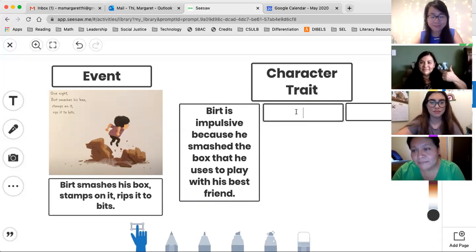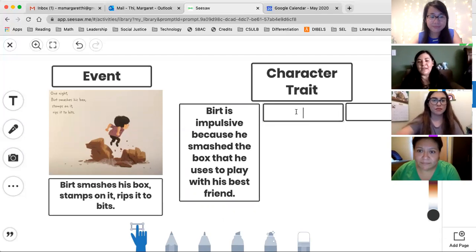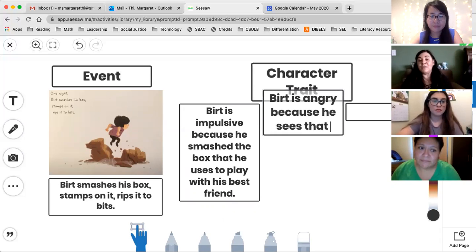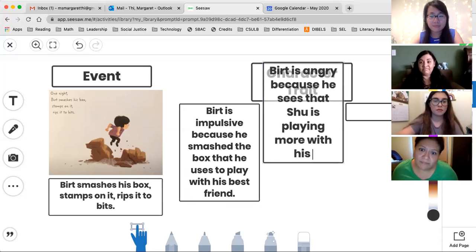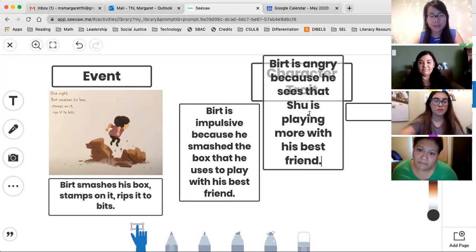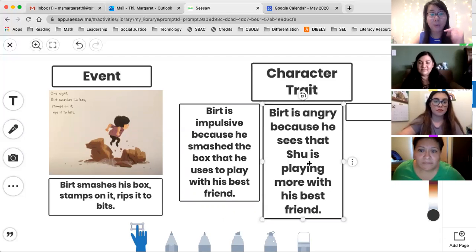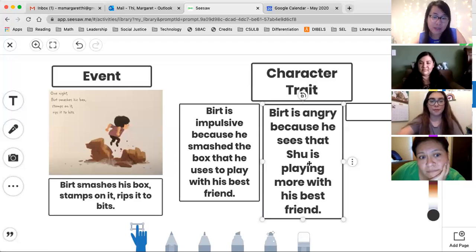Ms. Hernandez, would you like to share? Sure. I'm going to say Bert is angry because he sees that Shu is playing more with his best friend. I love that. Yes. And I love that Ms. Hernandez is thinking about the why. Why is Bert smashing this box? It's because he's angry and he wants to play. He loves playing with Etho, but Shu is playing with him, right? And so asking our characters the why will really help us be able to describe them.